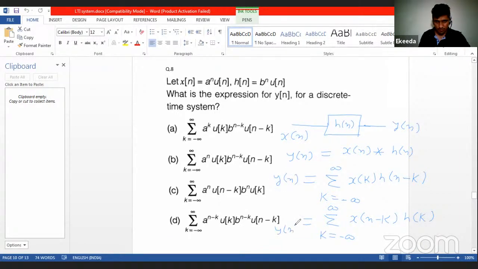So they directly ask these formulas. What you have to put? You just have to put x(n) is equal to a^n into u(n) and h(n) is equal to b raised to the power n into u(n). So which will be the answer? Using this one or this one? A is correct using this one.